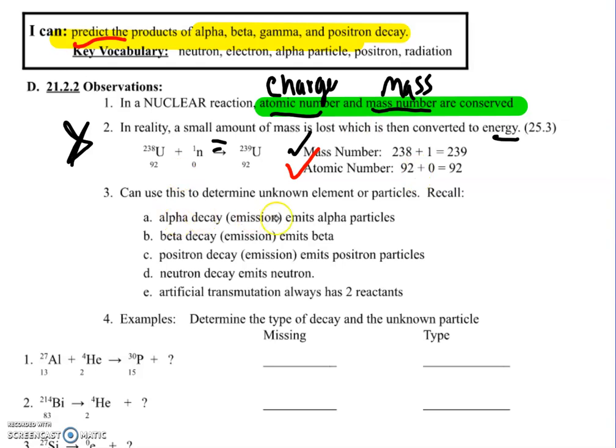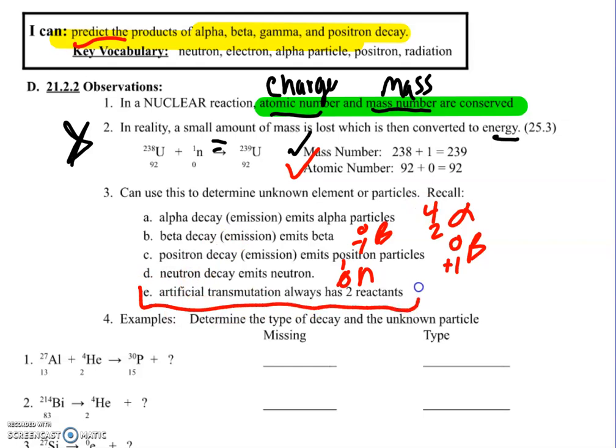Recall, alpha decay emits alpha particles. The symbol is 4,2 alpha. Beta decay emits beta radiation, 0, -1, beta. Positron decay emits positron particles, 0, +1 beta. Neutron decay emits a neutron. Mass is 1, charge is 0, and we have a neutron. An artificial transmutation will always have two reactants. You have to start this one by shooting something at the nucleus.